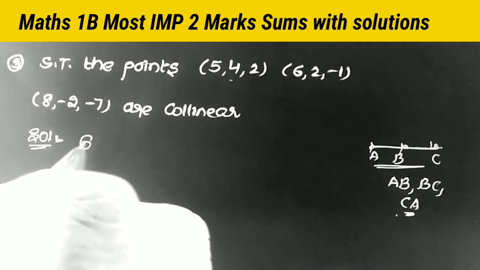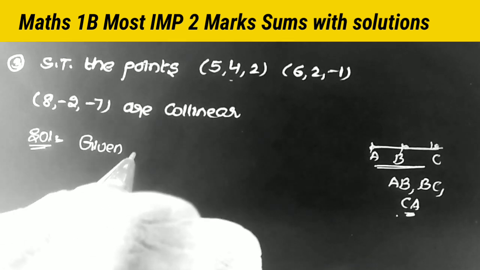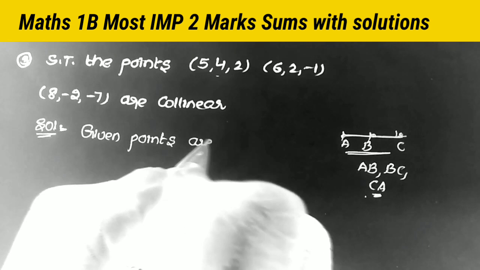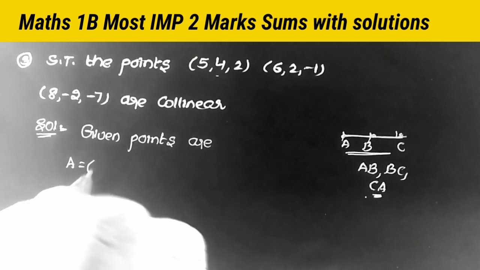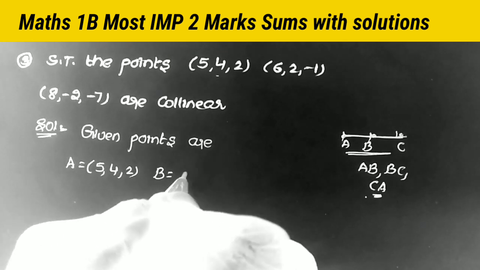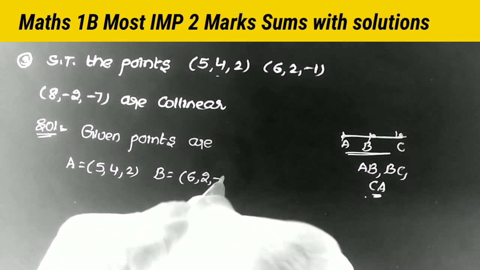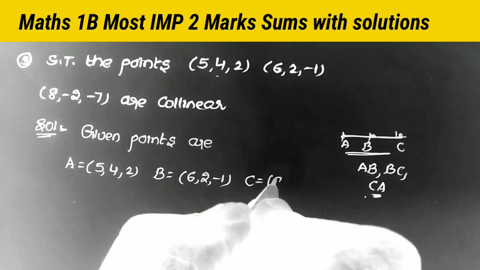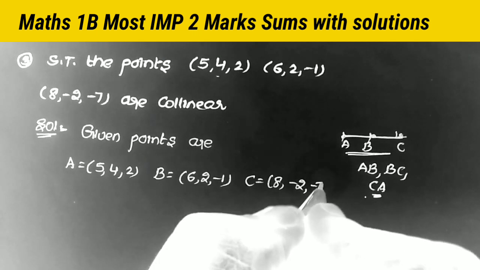So first I write the given points here. Given points: take the 3 points as A, B, C. A = (5, 4, 2), B = (6, 2, -1), and C = (8, -2, -7).